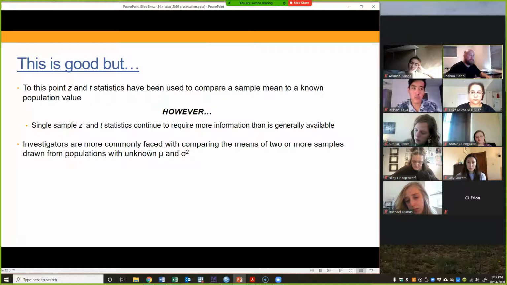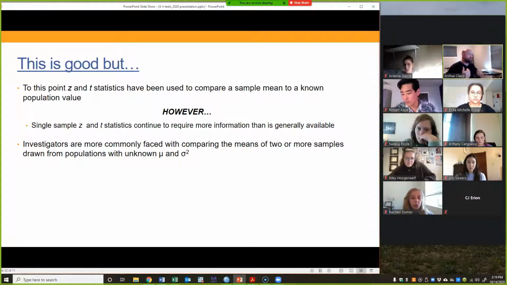Okay. All right. So this is good, right? We've talked about z-tests. We've talked about t-statistics. Both of these tests are used to compare our sample data to some known or hypothesized population value. But our single-sample z and t still end up requiring more information than is generally available to us in routine research. More commonly, we're interested in comparing the means of 2 or more samples drawn from populations with unknown mean and variance.